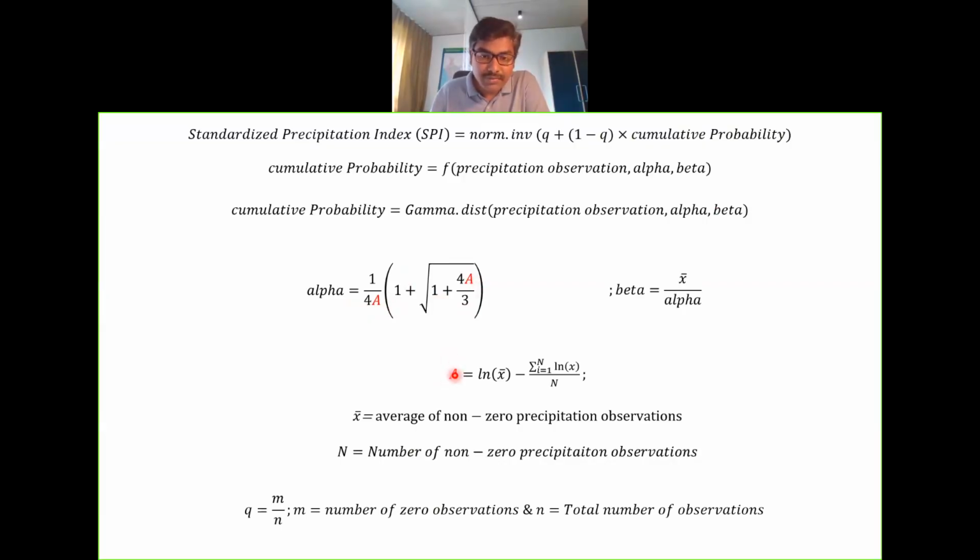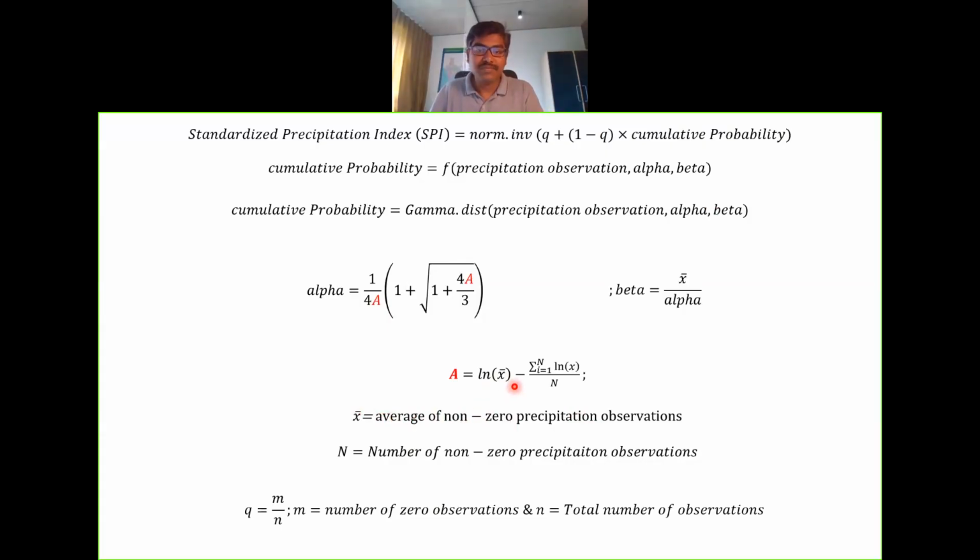A is equal to ln of the average of non-zero precipitation observations minus the mean of the logs. For example, if we have 30 monthly precipitation values of January, and out of 30 we have say 12 non-zero observations and 18 zero observations, we need to calculate the average for the non-zero precipitation values. So this average should be calculated for the 12 values.